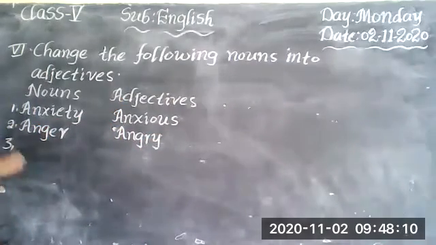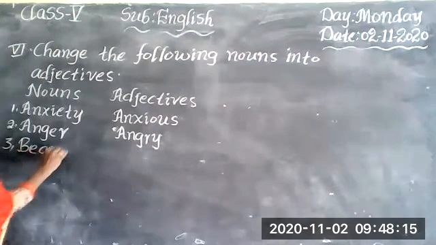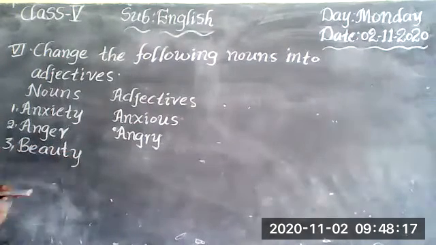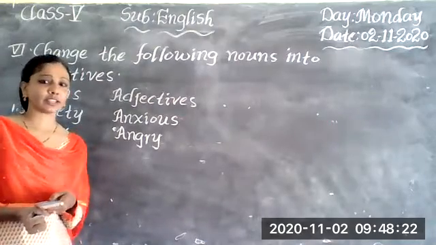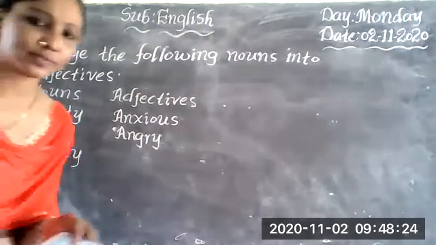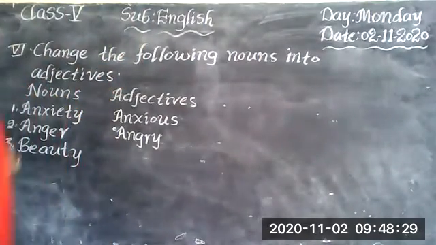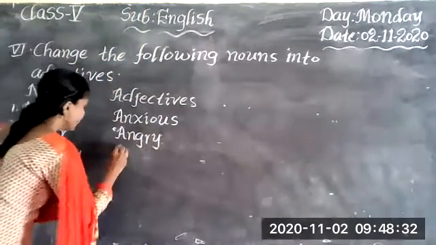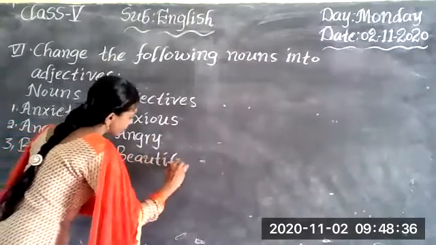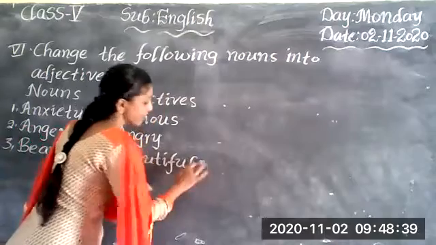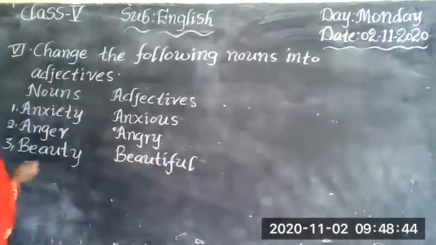Next. Third one. Beauty. Beauty is a noun. So what is the adjective form of beauty? Anyone try to answer? Beautiful. Preetham. Very good. Beautiful. Adjective form is beautiful. Beautiful rose, beautiful girl. We are describing the girls, everything. So here beautiful is the adjective. Okay.